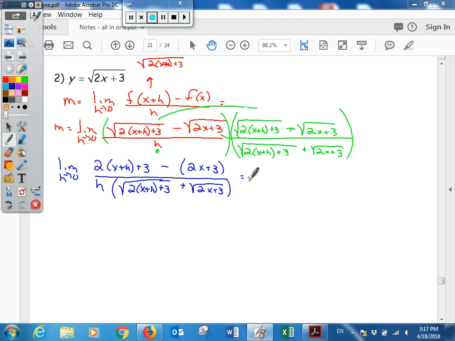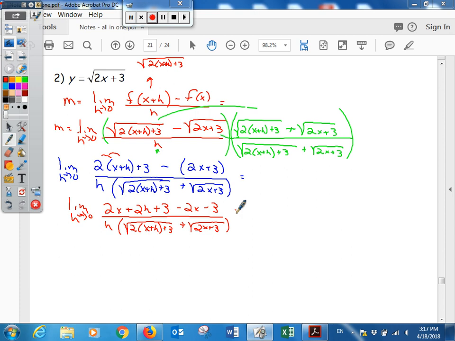Alright, so now let's do some simplifying in the numerator. The limit as h approaches 0, I'm going to distribute the 2 and get a 2x plus 2h plus 3 minus 2x minus 3. Leave the denominator in factored form. Alright, so let's group all of our like terms that are going to cancel, a 2x and a negative 2x, 3 and a negative 3. Remember I said that that would always happen that way. And now what's left, the only thing we have left in the numerator is a 2 times h.